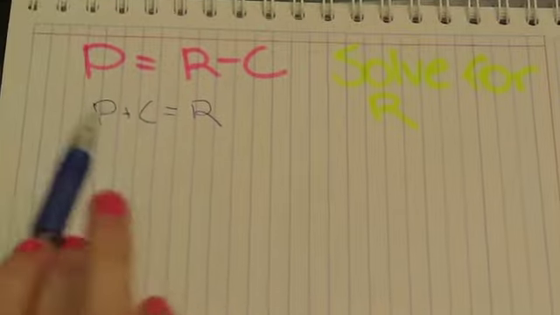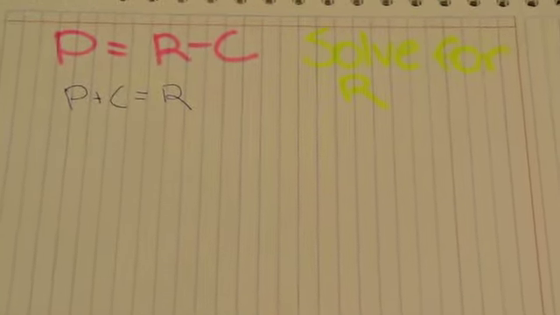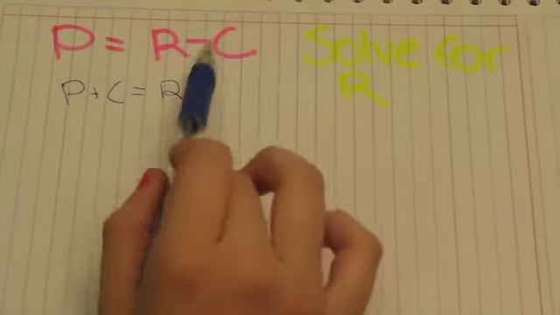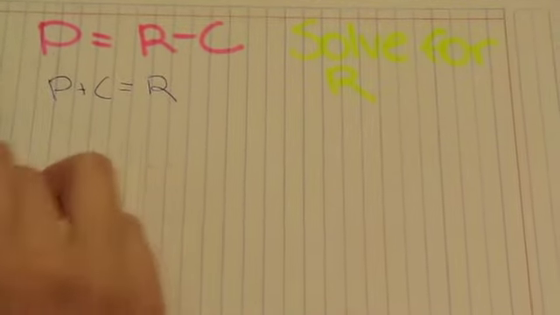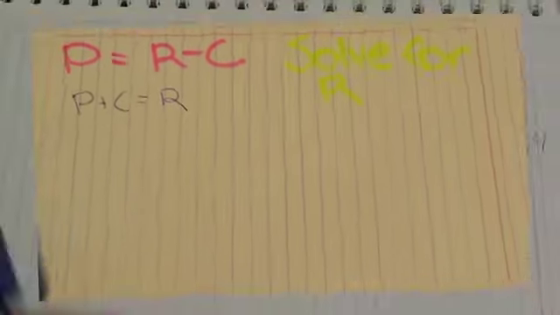Okay, you have the equation P equals R minus C, and you have to solve for R. So you pass the minus C, adding to the other side, so it equals P plus C equals R.